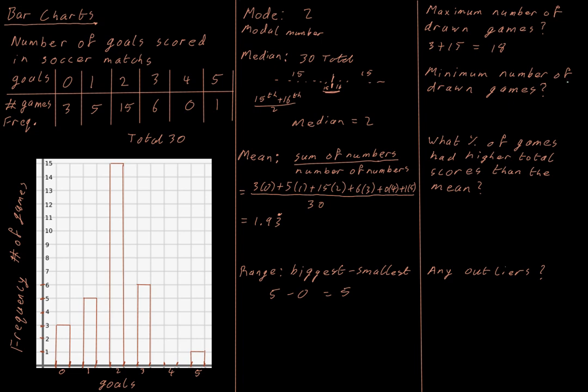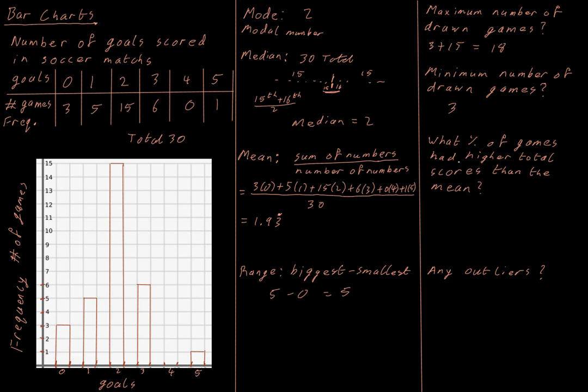What is the minimum number of drawn games? Well, if we assume then that none of these games were drawn, in every single case one team got 0 goals and the other team got 2 goals, the only ones that have to have been draws is where nobody scored a goal. So that's just 3.